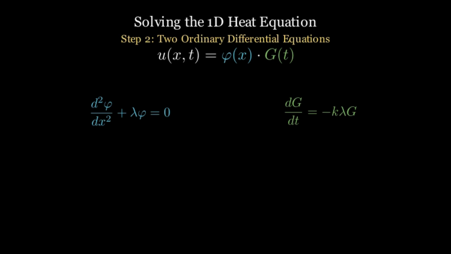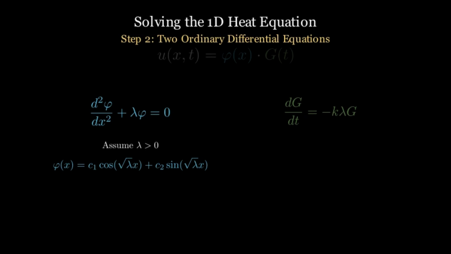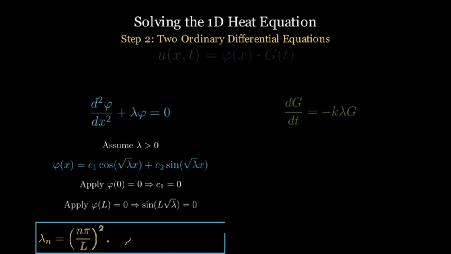Let's first tackle the space equation. We know the ends of our rod are frozen at 0 degrees. If our constant lambda is 0 or negative, the math gives us a flat boring line, but if lambda is positive, we get a sine wave. These sine waves fit our frozen boundaries perfectly, but only at very specific frequencies called eigenvalues.